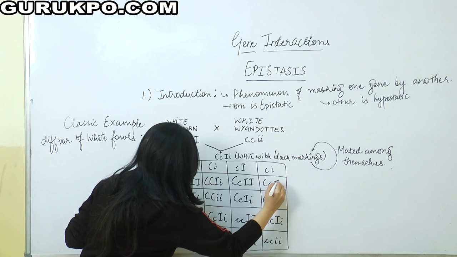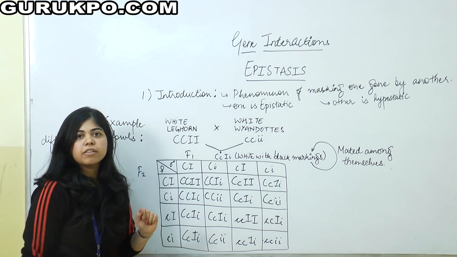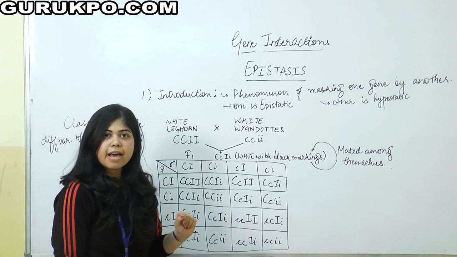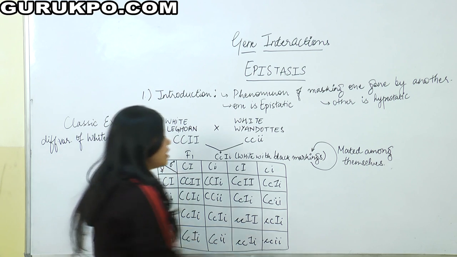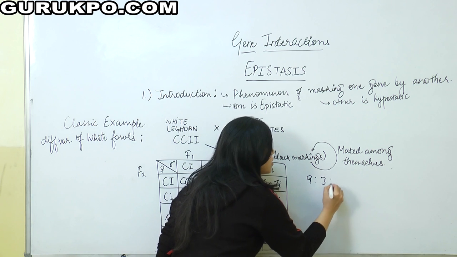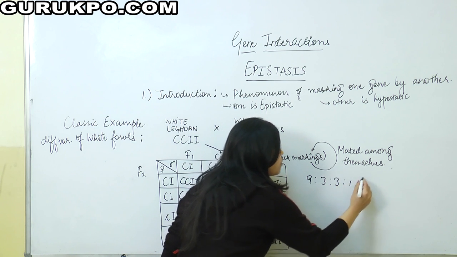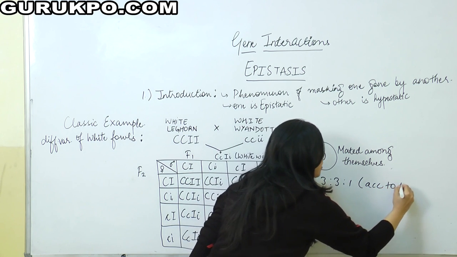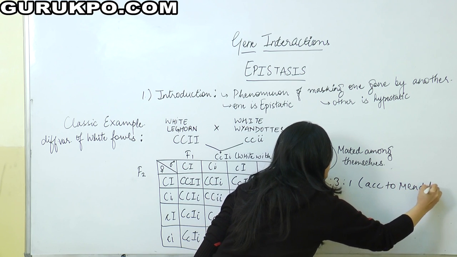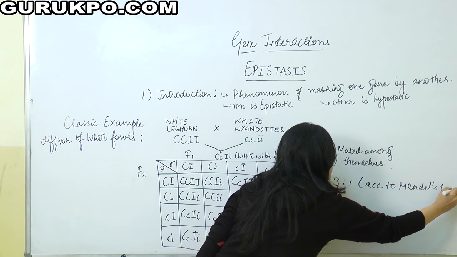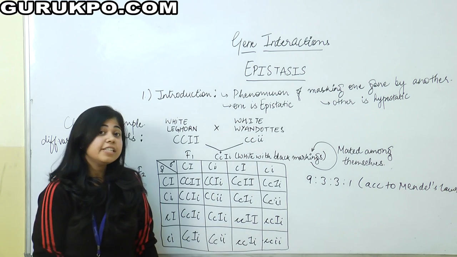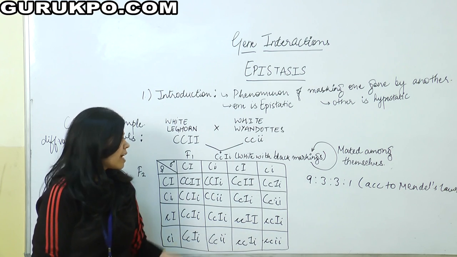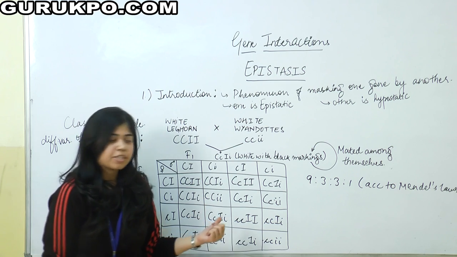and so on. You can work it out like the normal Punnett squares that we use for dihybrid ratios. Mostly the dihybrid ratio that we have seen is 9:3:3:1, which is according to Mendel's laws. But according to Mendel's laws, these genes do not interact with each other. Here, these genes will interact with each other.